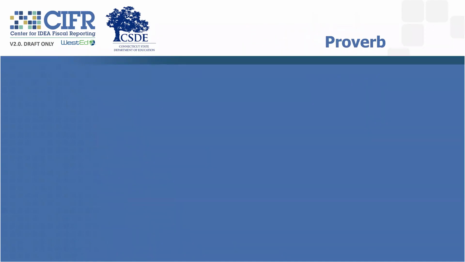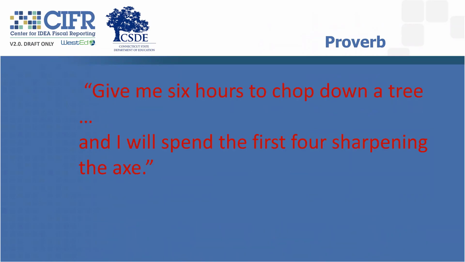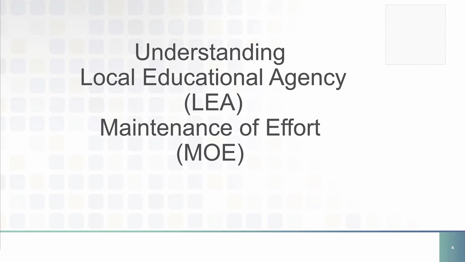To begin with, there's a saying, give me 6 hours to chop down a tree and I'll spend the first 4 sharpening the axe. And that's been attributed to Abraham Lincoln. And that's part of what we want to do today, is sharpen our MOE axes as we move forward. So today we'll be discussing Local Education Agency Maintenance of Effort, or LEA MOE. During this section, we will be reviewing the LEA MOE requirements together, breaking these regulations down, relating them to our specific state, and walking through examples.